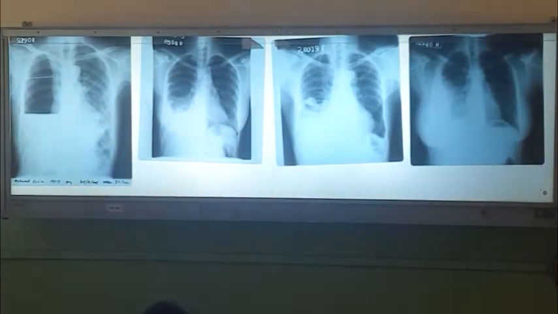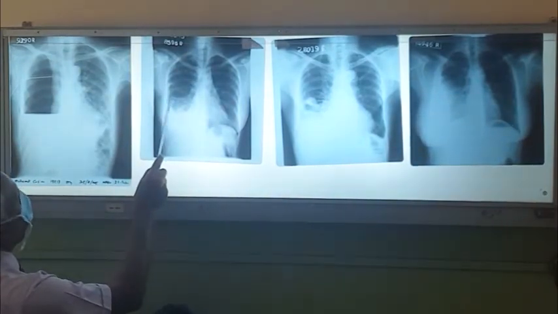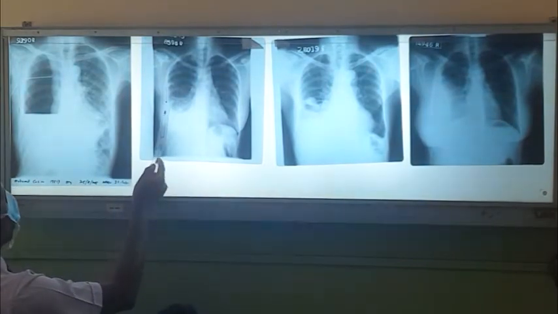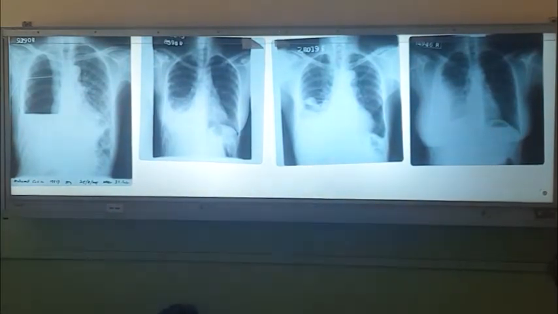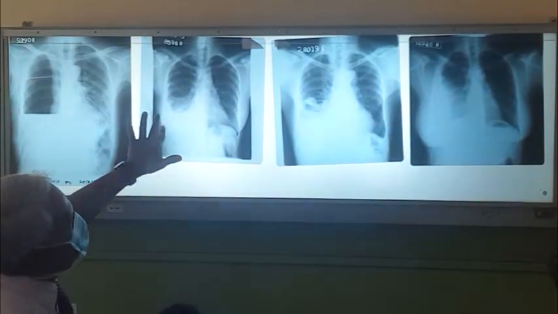Right-sided effusion, and in addition to that, there is fluid here also. If you count 1, 2, 3, 4, 5, 6, it should be here, but this is the transverse fissure, fluid in the transverse fissure, but it has moved because of the right-sided volume loss and pleural effusion.